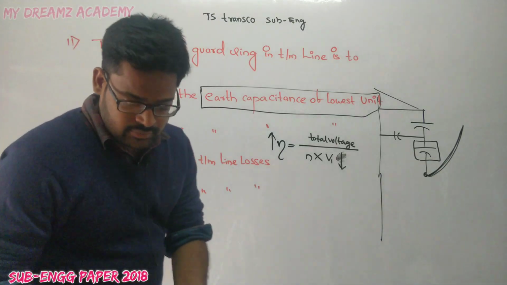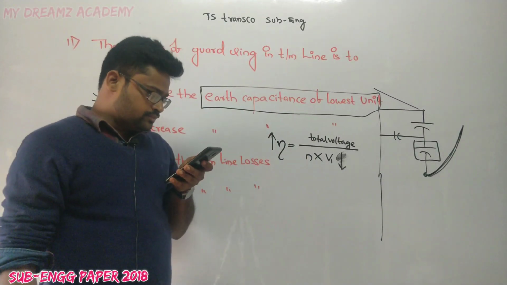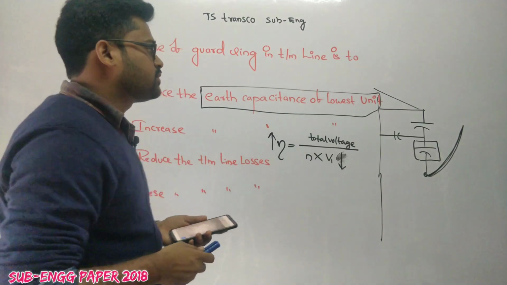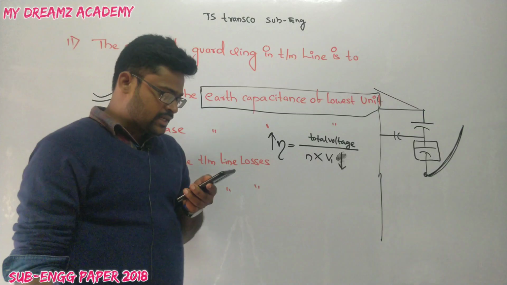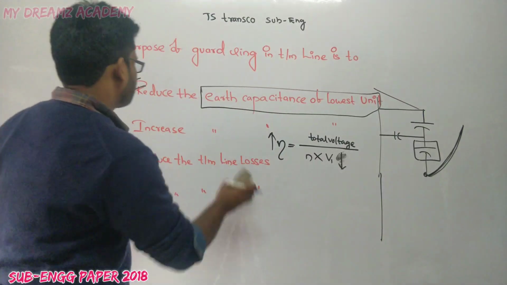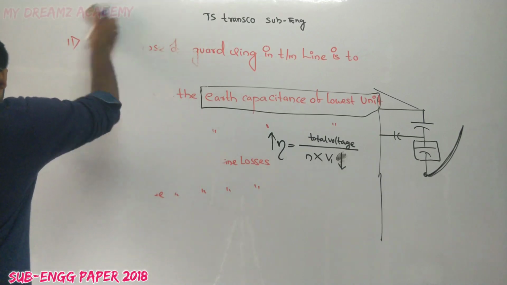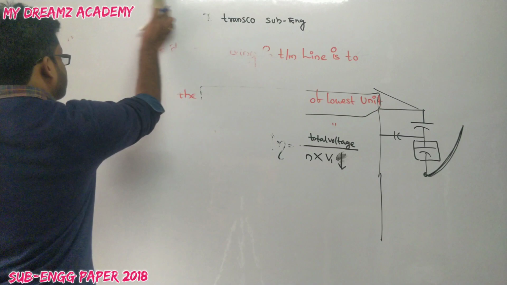The next question, that is 12th question. The type of distributor used in residential areas. Option A, single phase 2 wire. Option B, 3 phase 3 wire. Option C, 3 phase 4 wire. Option D, 2 phase 4 wire.